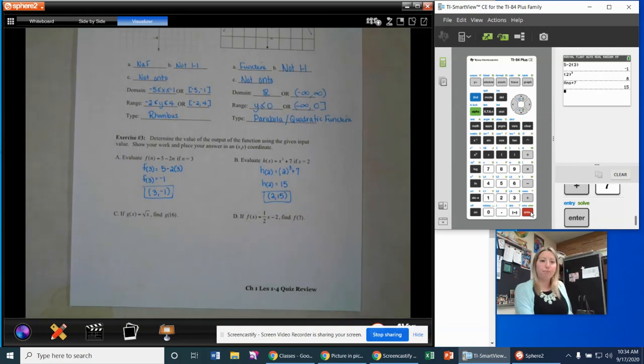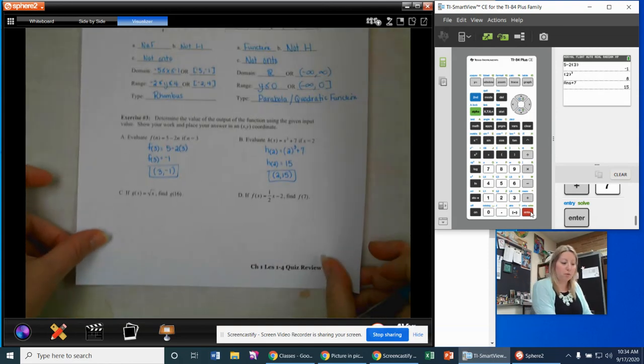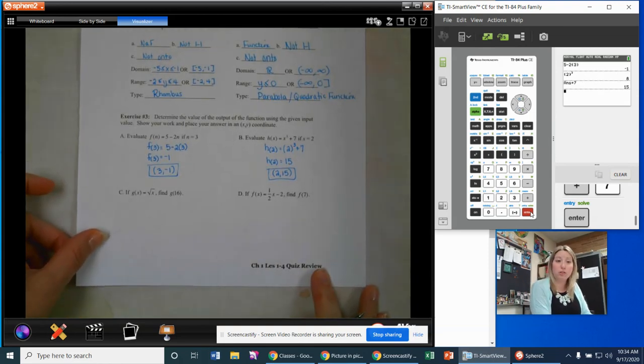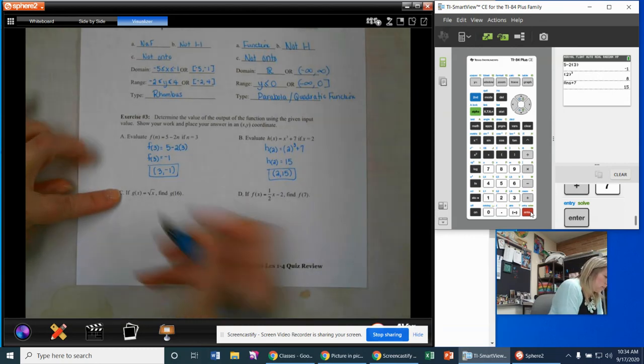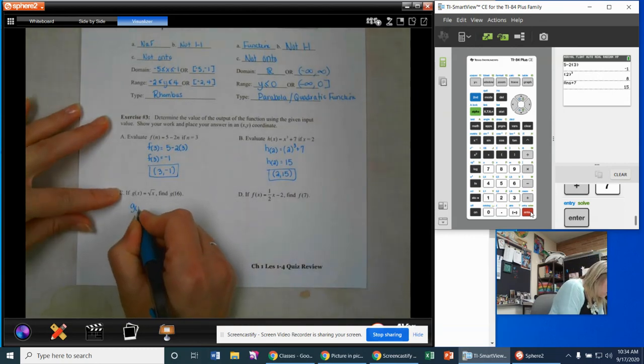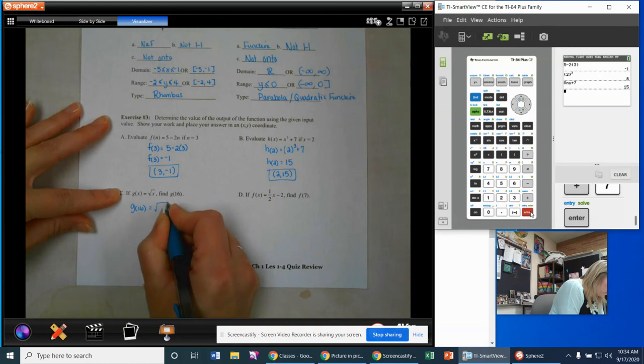That is the most work I'm looking for there. Okay? It's the most work I'm looking for there. I did show you how to do those in the Delta Math quiz, so you'll know exactly what to do there.